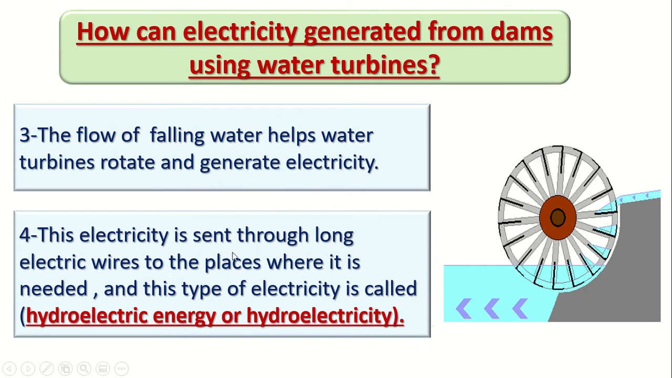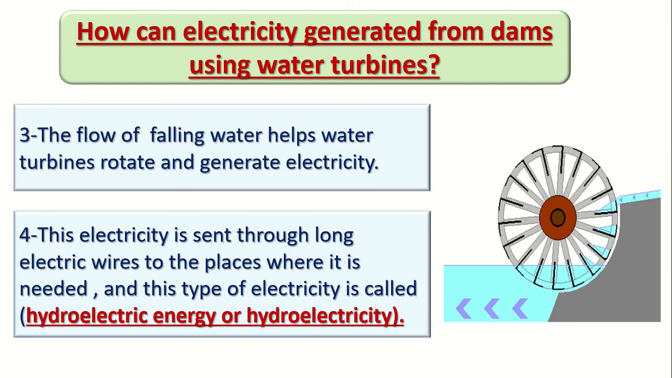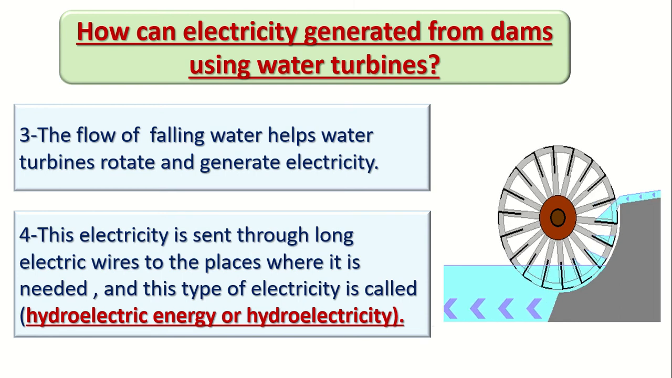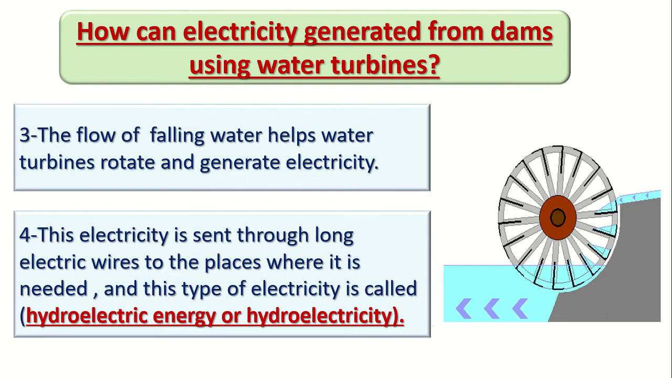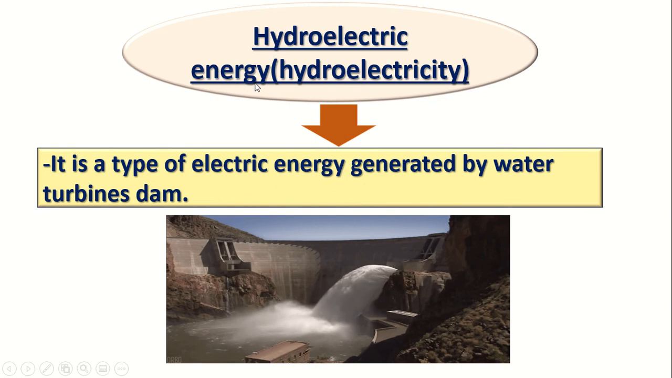What is the type of this energy? It is the electric energy which is generated from water. Electric energy generated from water, it's called what? Hydroelectric energy. What's the meaning of hydroelectric energy, or hydroelectricity? It is the type of electric energy generated by water turbines, and the water turbines can be found on the falling water or on the dams.